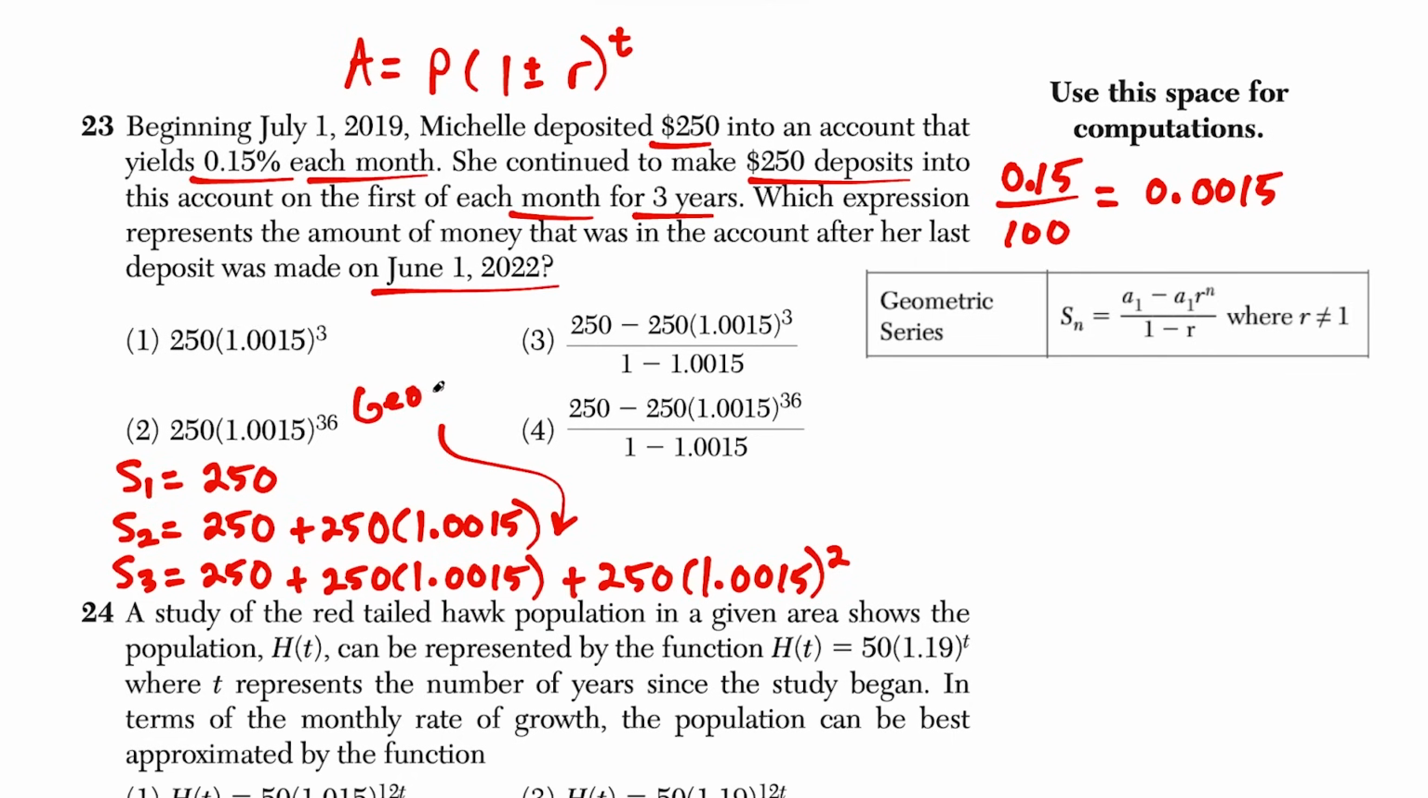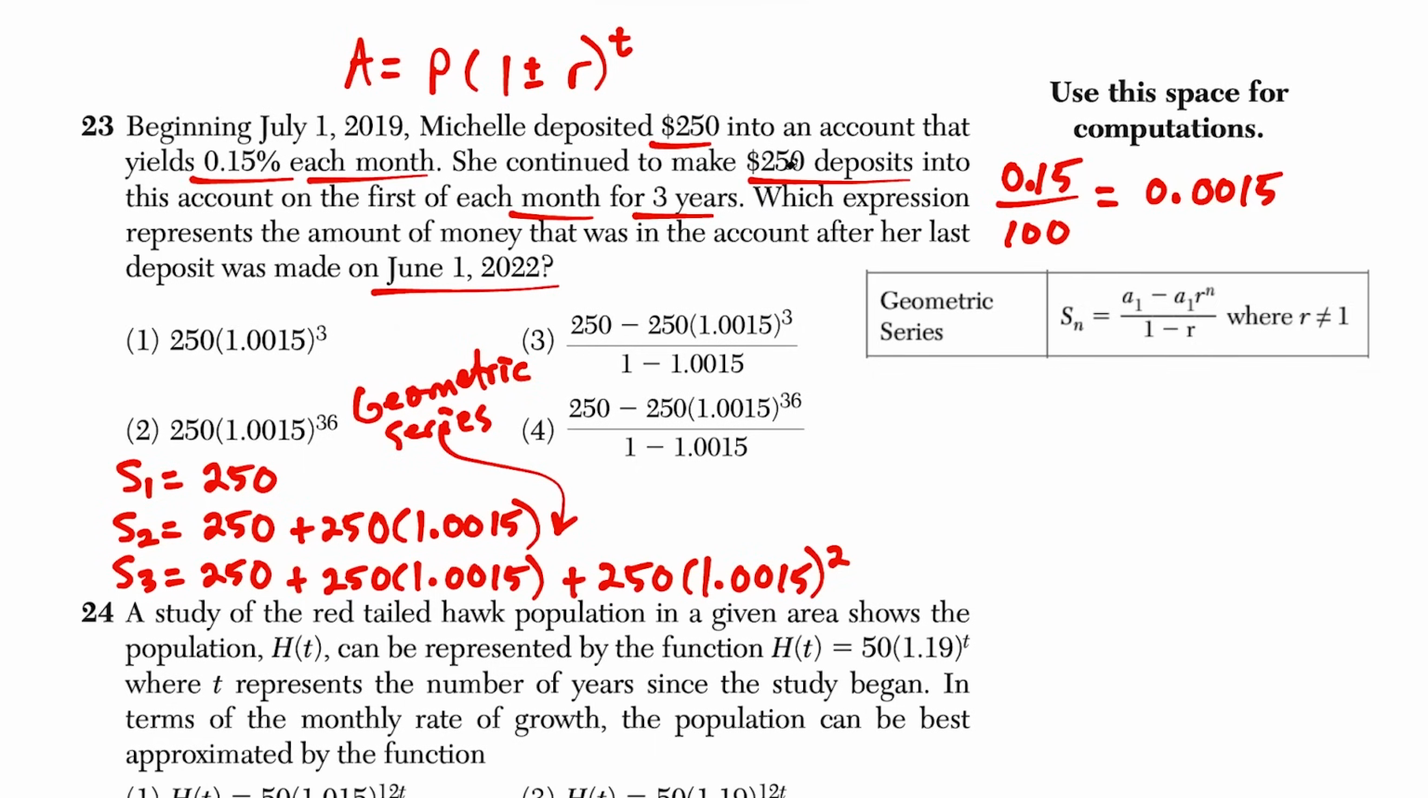So what we should note here is that we have a geometric series. Notice that we are adding terms of a geometric sequence here, that the terms here are increasing each time by a factor of r. So our common ratio here is 1.0015. So that's the idea we want to make use of here. And this formula is actually on the Regents on the reference page here.